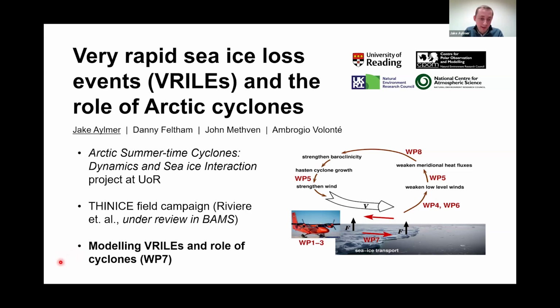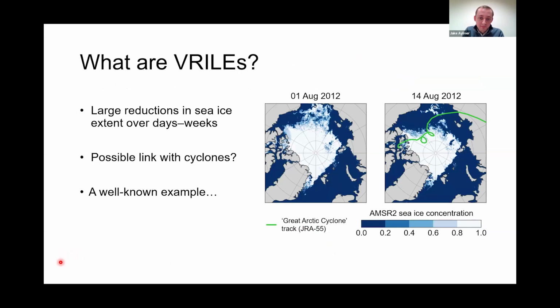So first of all, what are very rapid ice loss events? Well, as the name implies, they are large reductions in sea ice extent that occur on short timescales of a few days to perhaps a few weeks. That's a bit of a qualitative, vague definition. In a few slides' time, I'll show how we actually define those in an objective way. But just to illustrate, I'm showing an example of a very rapid ice loss event that occurred in the real world, and this is one that you may well be familiar with.